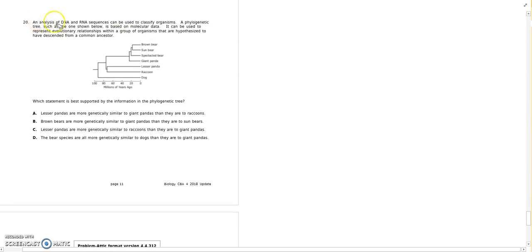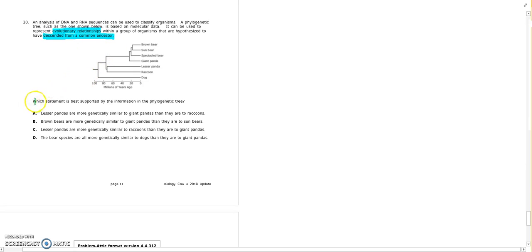Question 20. An analysis of DNA and RNA sequences can be used to classify organisms. A phylogenetic tree, such as the one shown below here, is based on molecular data. It can be used to represent evolutionary relationships within a group of organisms that are hypothesized to have descended from a common ancestor. So this is our phylogenetic tree here. We are looking at evolutionary relationships, and we know that these organisms have descended from a common ancestor.